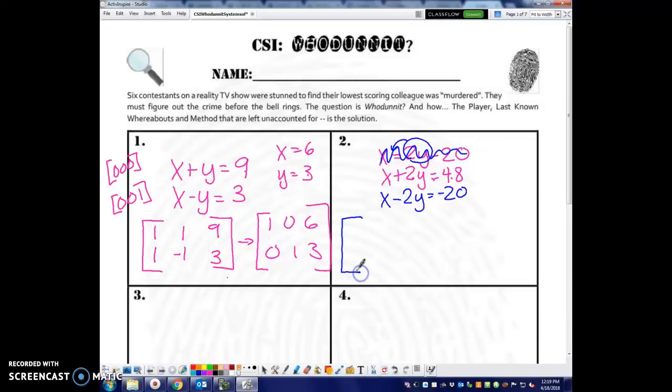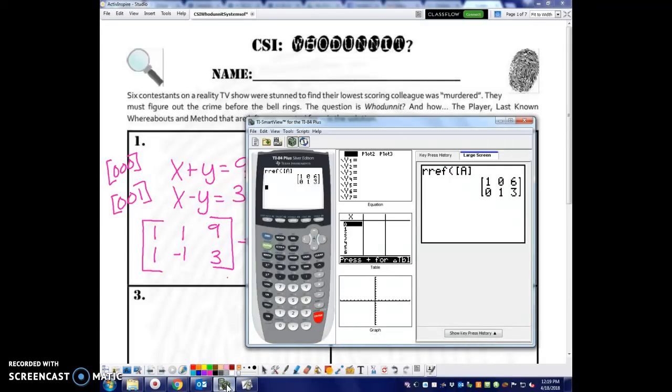So, in matrix, what's in front of x? 1. What's in front of y? 2. What's over here? 48. What's in front of x? 1. What's in front of y? -2. And what's over here? -20. Okay, so we're going to put that into matrix. So second matrix. Over to edit. Second matrix, over to edit. It must be a 2 by 3.